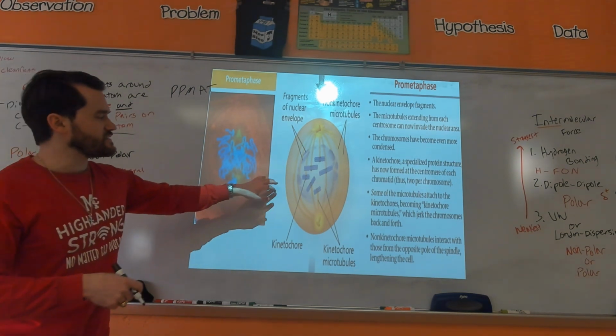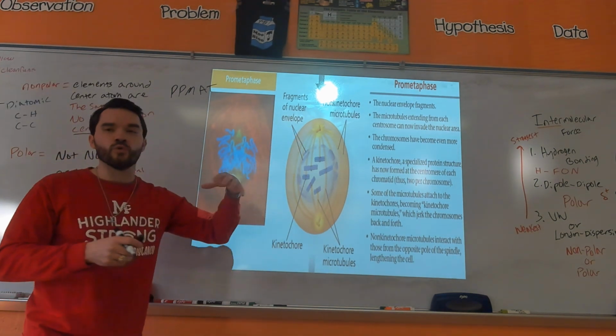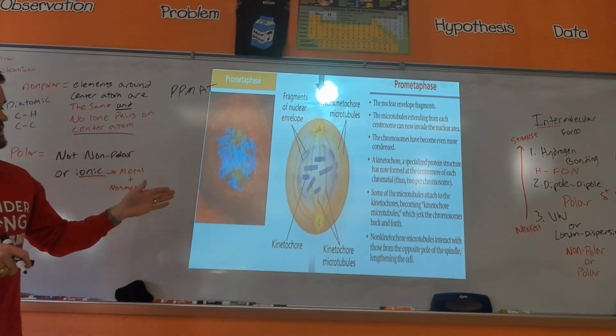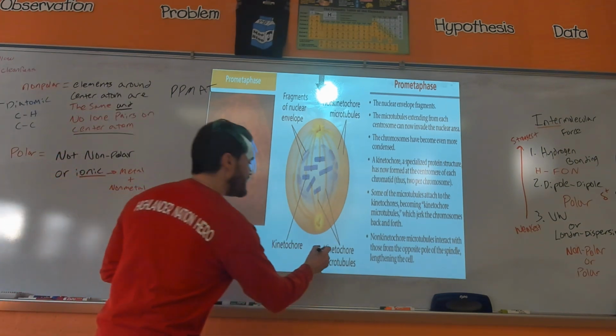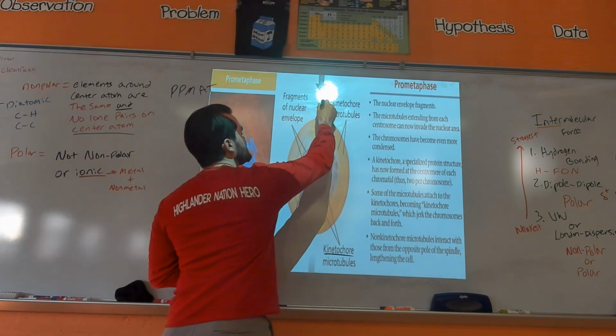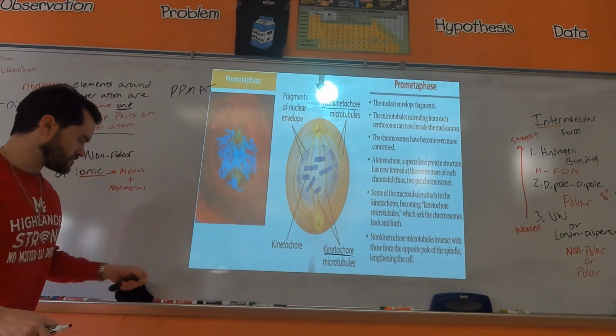The mitotic spindle, the spindle fibers, is more pronounced here. So you actually see those fibers pretty well. There's two different kinds of microtubules that you need to know: kinetochore microtubules and non-kinetochore microtubules.